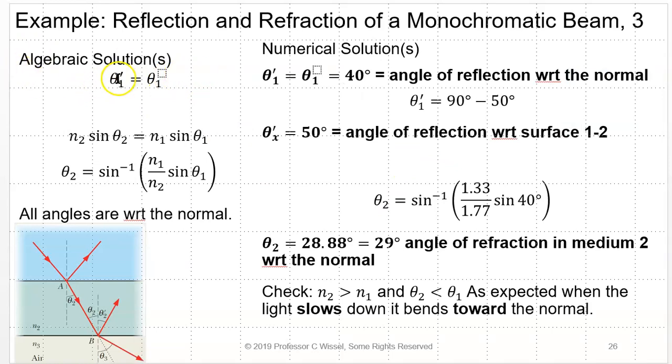The first thing is the angle of reflection, and we figured this out: it's 40 degrees. The second one is Snell's law. We need to be very careful to use the correct angle here.